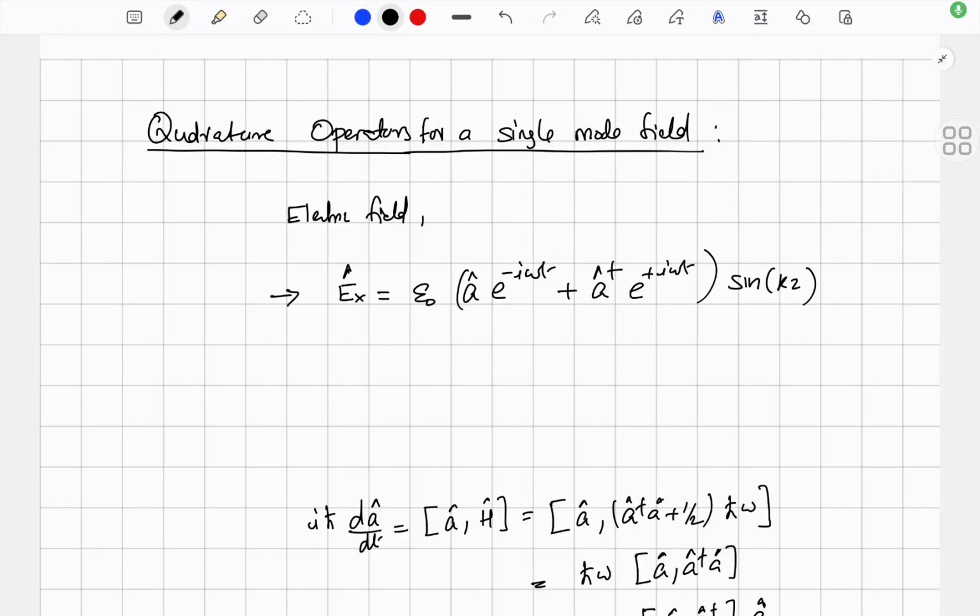Hi all, welcome back to the discussion on quantum optics. Today we are going to discuss the quadrature operators for a single mode field.